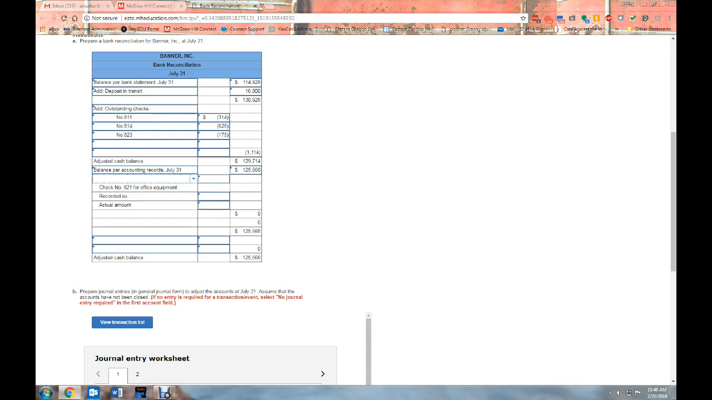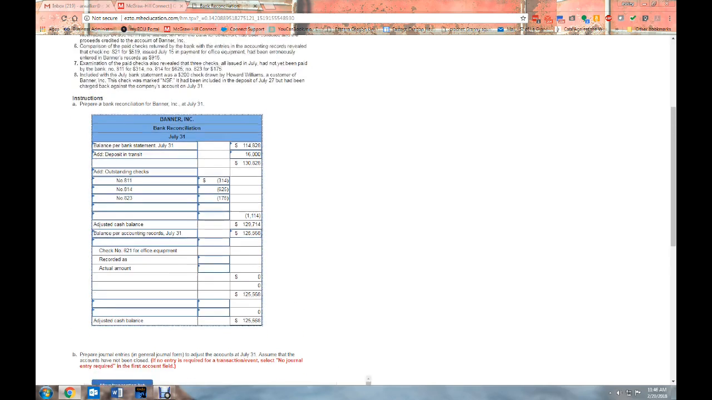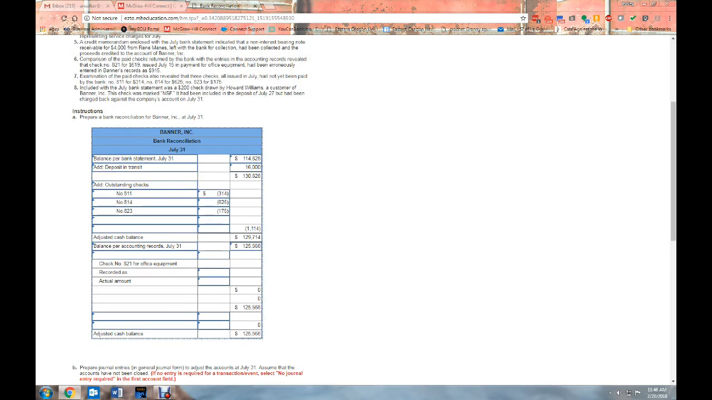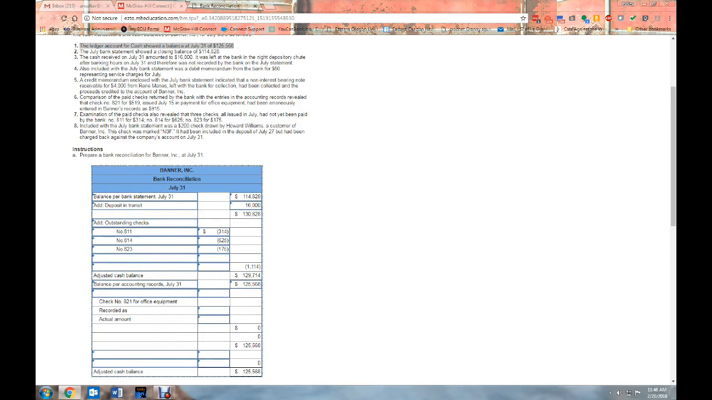Now, check number 821. 821 is a little problematic here. Alright, so this is number 6 in our fact pattern. So comparison of the paid checks returned by the bank with the entries in the accounting records revealed that check number 821 for $519 issued July 15th in payment for office equipment had been erroneously entered into Banner's records, our records, as $915. So we transposed $519 into $915.